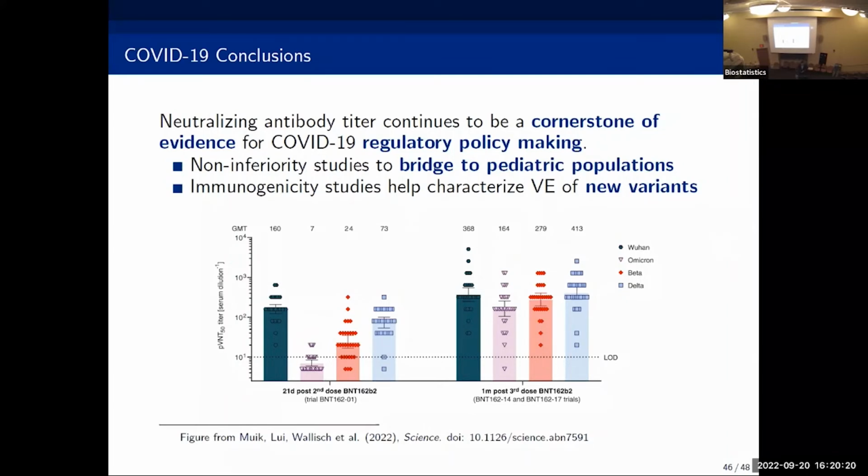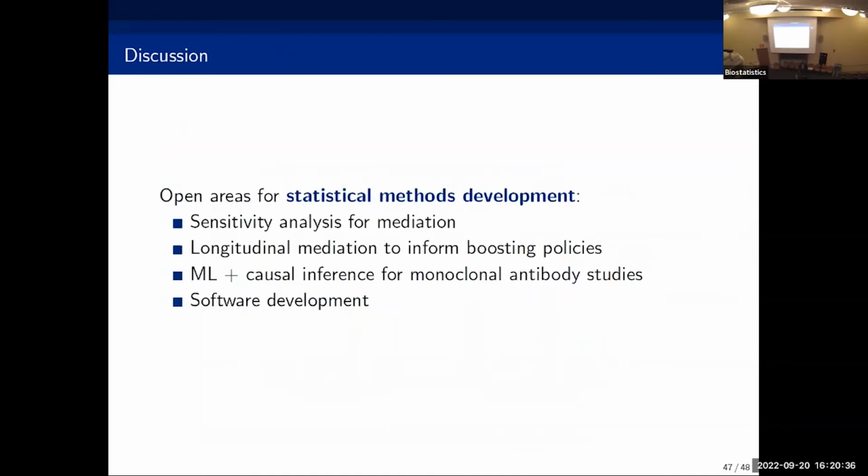This figure here shows a key piece of evidence for justifying the need for a third dose, showing that against Omicron, based on 2 doses, we had essentially no neutralizing response to Omicron, while with a third dose that boosted entirely. So antibody continues to be pretty important in the COVID story.